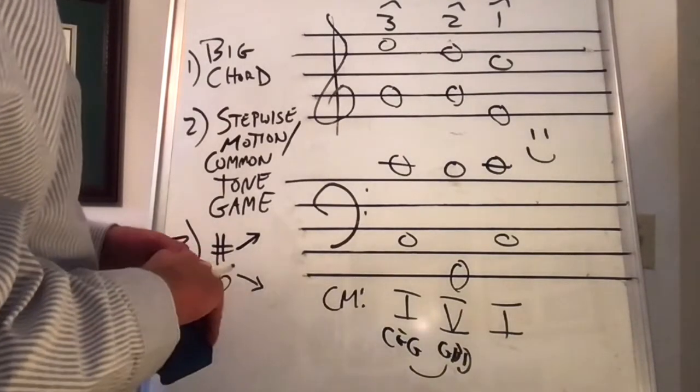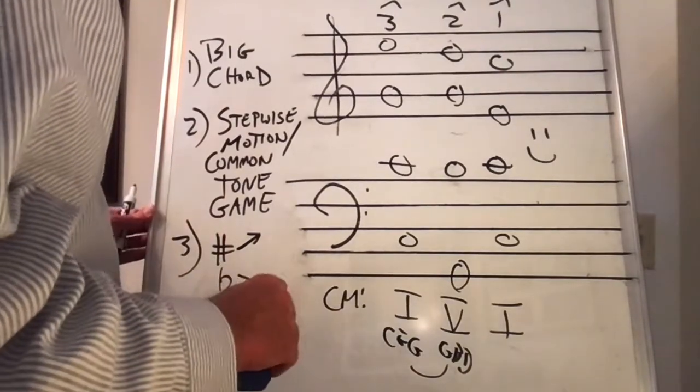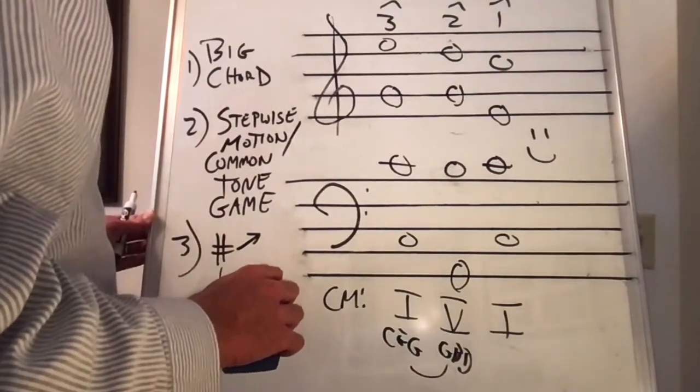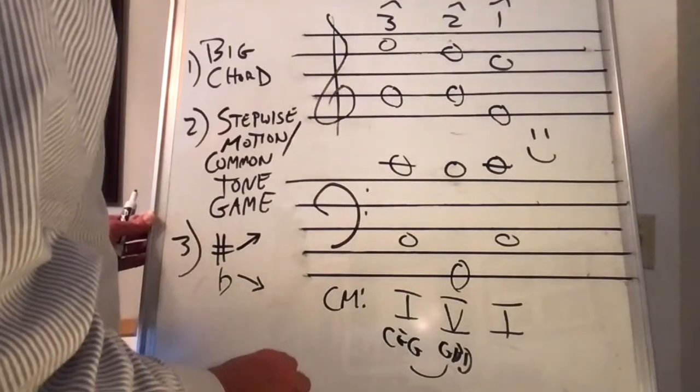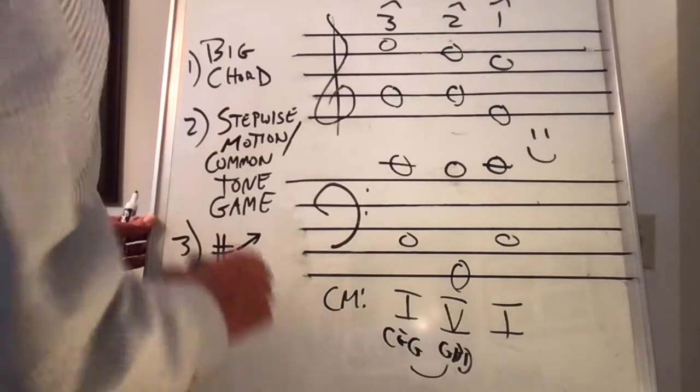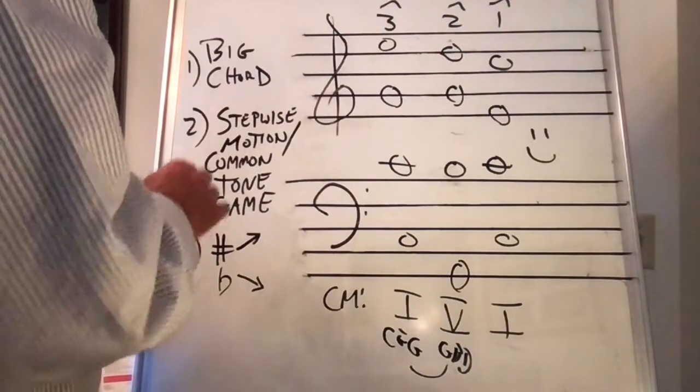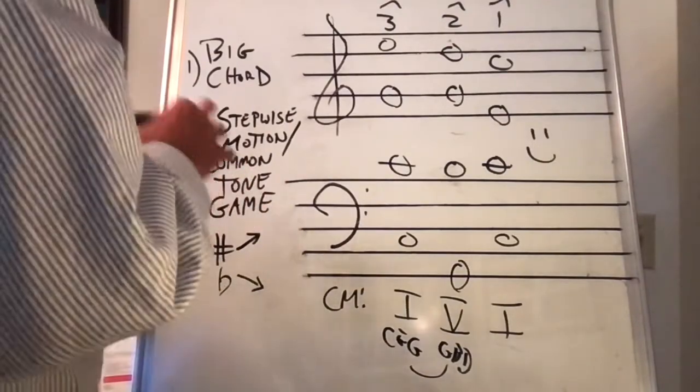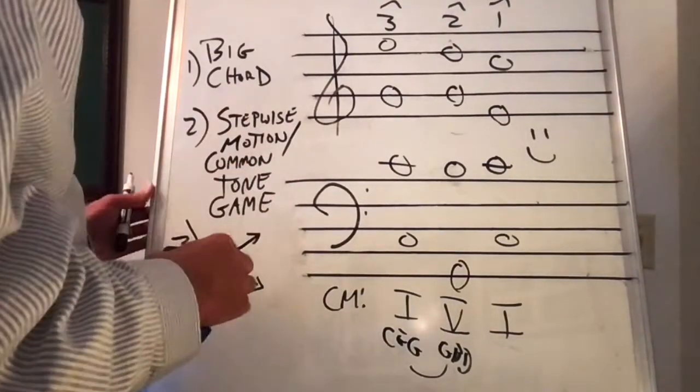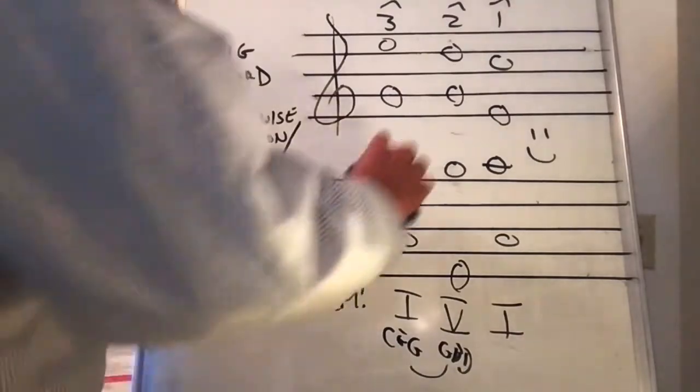Okay, very good. So there's some basic scale degree harmonization for a nice 1-5-1 progression. And again, we're always using stepwise motion as much as possible. The common tone game works a lot, but not always. All right, good.